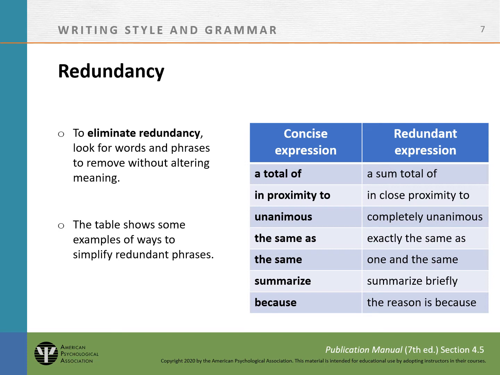To eliminate redundancy, look for words and phrases to remove without altering the meaning of your paper. Redundancy is using similar words to say the same thing. A redundant expression is saying a sum total of instead of a total of, or saying in close proximity to instead of just in proximity to. Saying exactly the same as instead of saying the same as. The reason is because instead of saying because.